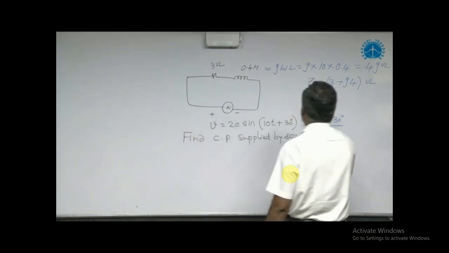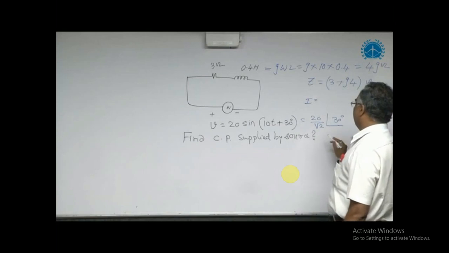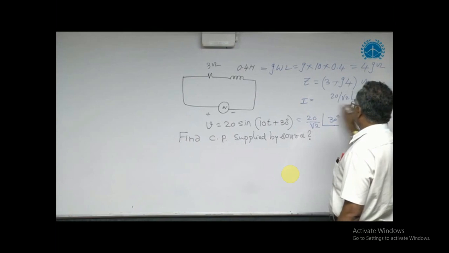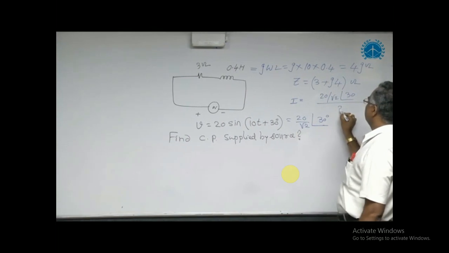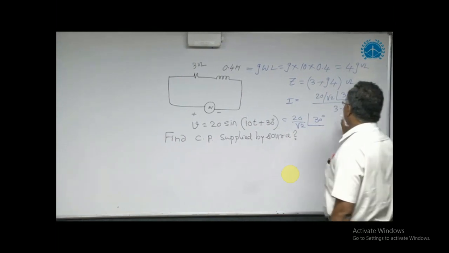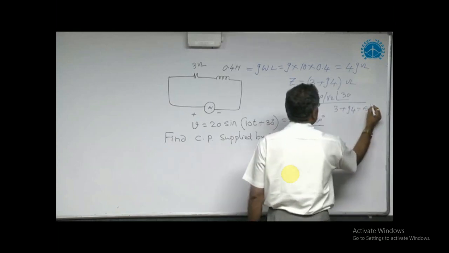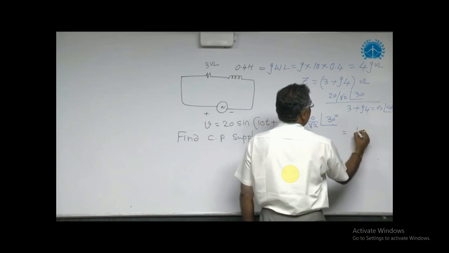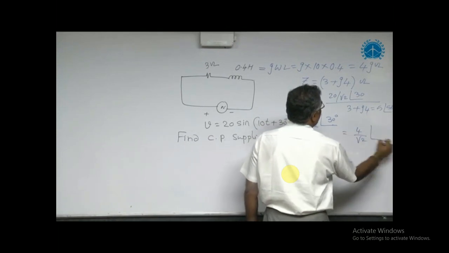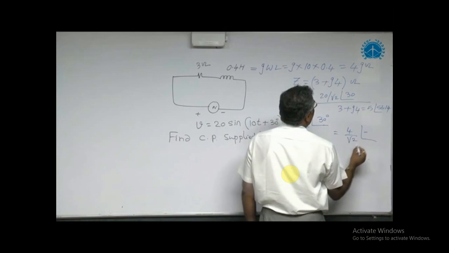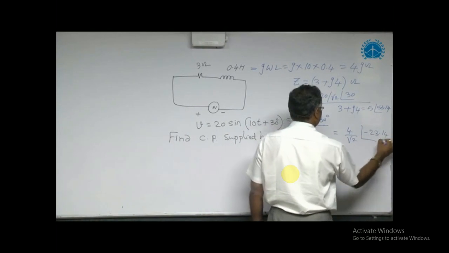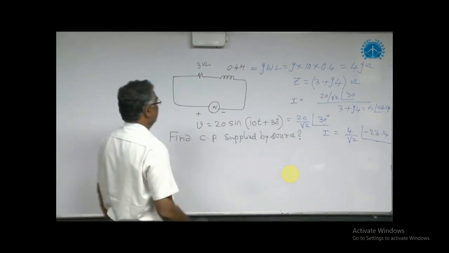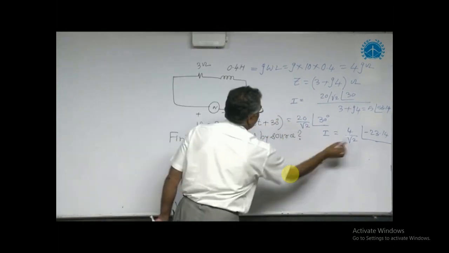Similarly, the phasor current I is equal to voltage by impedance. Voltage is 20 by root 2 at an angle of 30 divided by 3 plus j4. This 3 plus j4 is equal to 5 at an angle of 53.14, which gives 4 by root 2 at an angle of minus 23.14. This is the current. Now with the help of voltage and impedance, we got the current in phasor form.